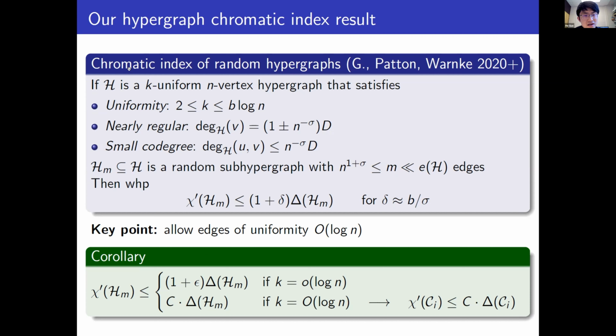And to prove this chromatic index result for random hypergraphs, we use a random greedy algorithm. That means we have many available colors. At each round, we sample one random edge, and we color it by an available color, which means a color that is not used in any previously sampled edge incident to the current edge. We prove that this random greedy coloring algorithm can actually properly color H_m. Therefore, we prove our result. So that's the high-level idea to prove this result.